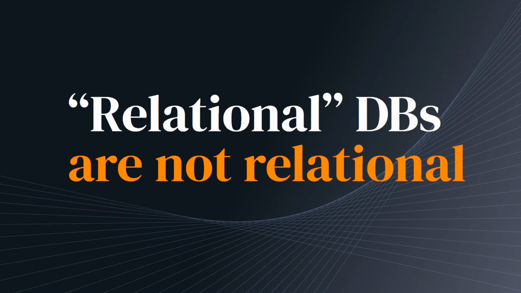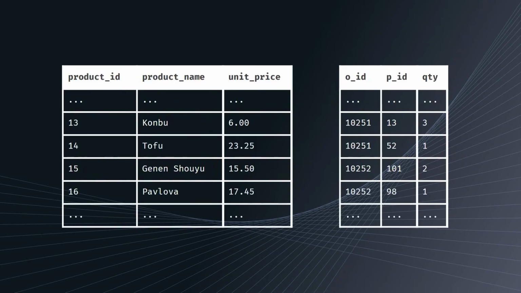I want to start out this talk by clarifying something controversial, that relational databases are not relational, they actually just store lists of data. Let's jump in with an example from the canonical Northwind dataset. Here we've got two tables, one with product information and the other with orders.